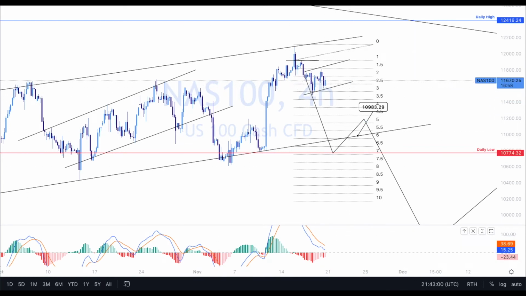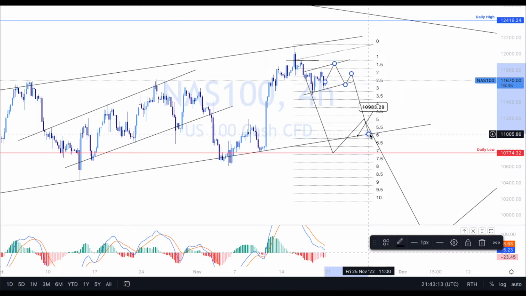So how this is looking, if I was to draw this in here, you can see we might get a little something like this, and then it will head down to this zone. This is just an assumption, by the way. I don't actually know if the market is really going to do this or not.